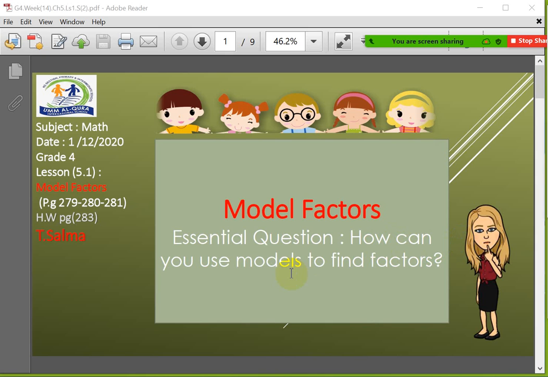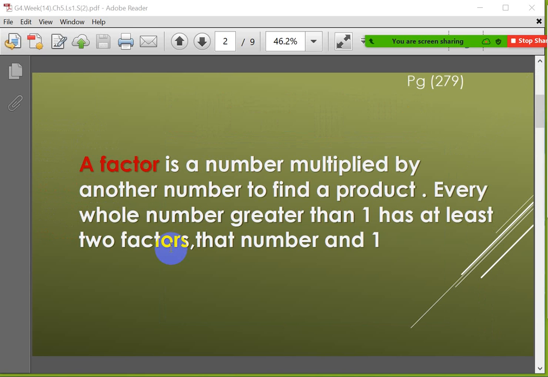So today we will talk about model factors and we will learn what does factor mean. Okay, so how can you use a model to find the factors also? So let's start with first thing, a factor. What is the factor? Factor is a number.